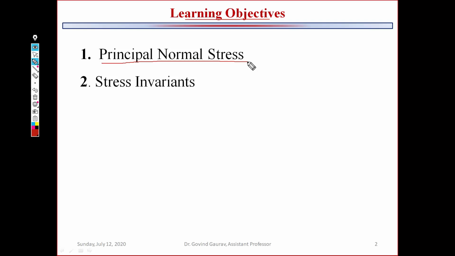So if we are using a 3 by 3 matrix, we are working in a three-dimensional space, we will have three values of the principal normal stress, and these are denoted by sigma 1, sigma 2 and sigma 3.